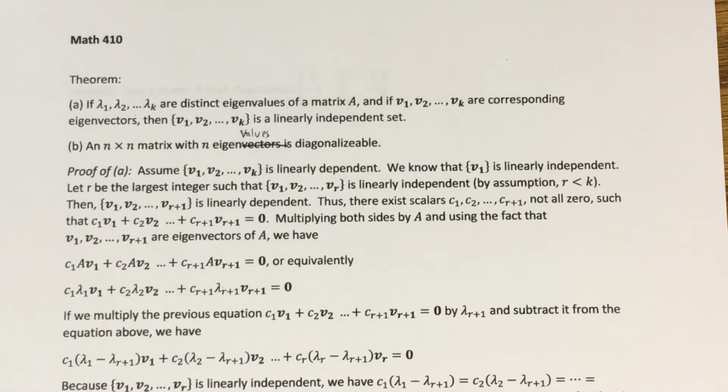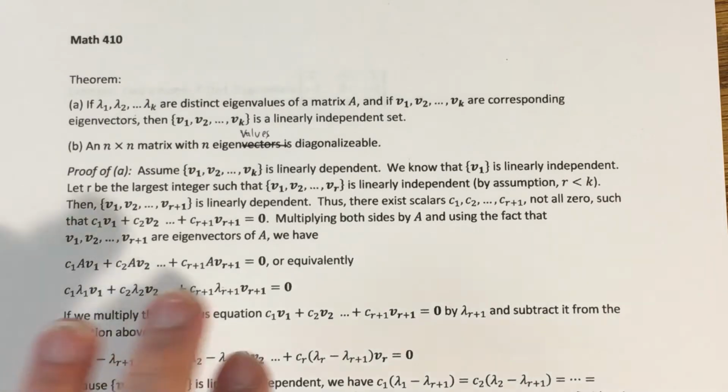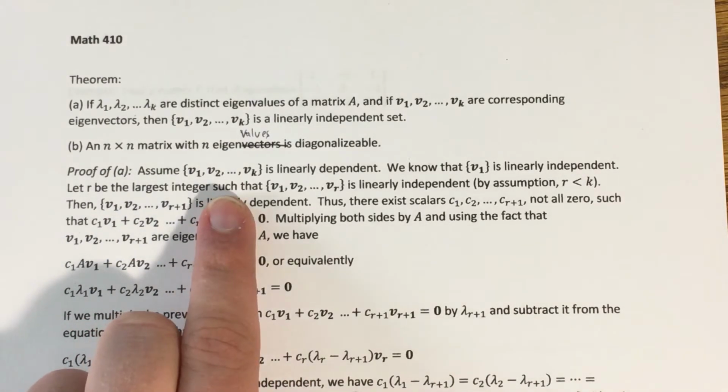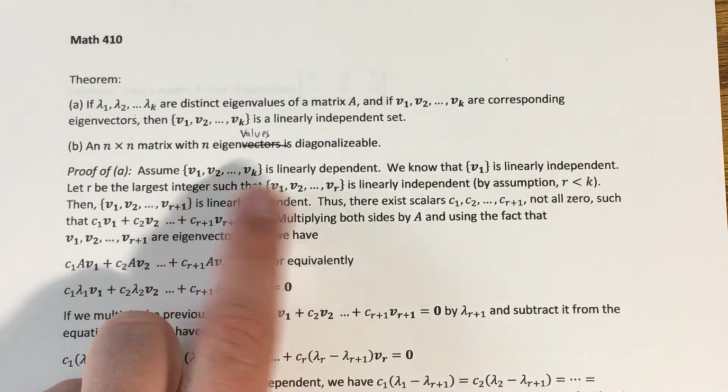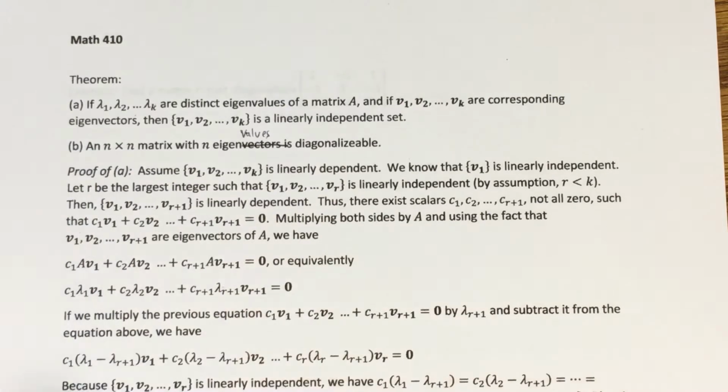So we're actually going to prove this by creating a contradiction, doing a proof by contradiction. We're going to assume the opposite of what it is we want to prove. We're going to assume that v1 through vk, this set that we defined up here, is linearly dependent.